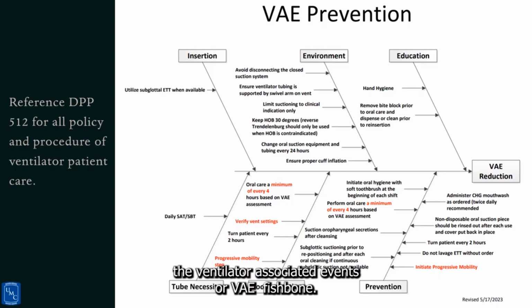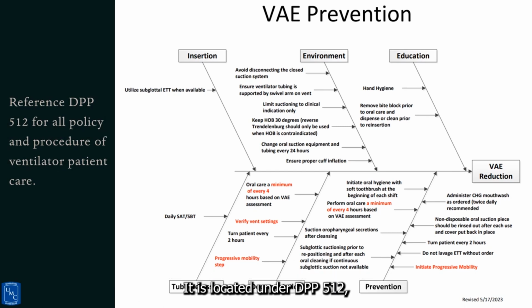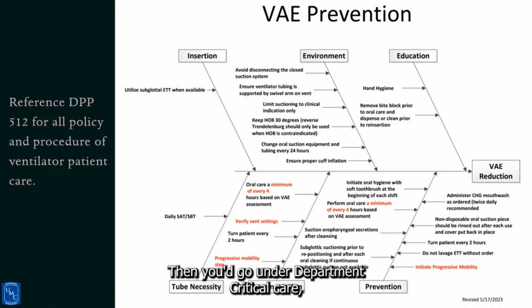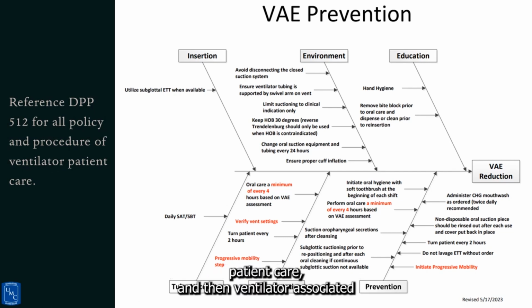Here you will see the ventilator-associated events, or VAE, fishbone. The new information is shown in red. To reference the policy, it is located under DPP 512, which is found on the intranet under Policies and Procedures. Then you'd go under Department, Critical Care, Patient Care, and then Ventilator-Associated Pneumonia Prevention.